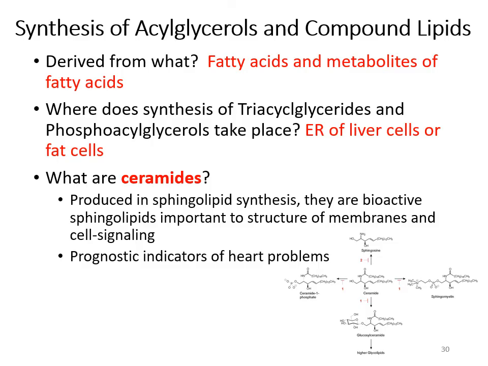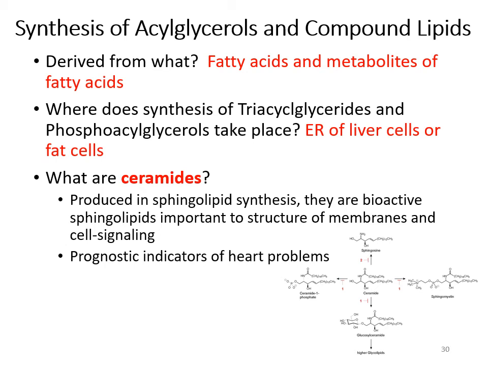The next kind of biosynthesis that I want to talk about is the synthesis of acylglycerols and compound lipids. These are lipids that are derived from fatty acids and metabolites of fatty acids, such as acetoacetyl-CoA. Basically, with the biosynthesis of these, you'll see it take place in the ER of liver cells or in fat cells, which are called adipocytes.